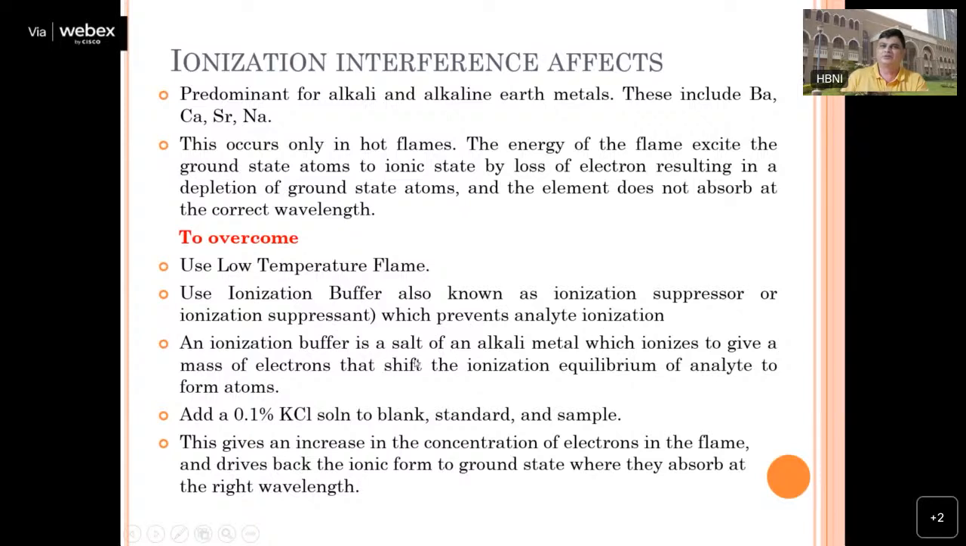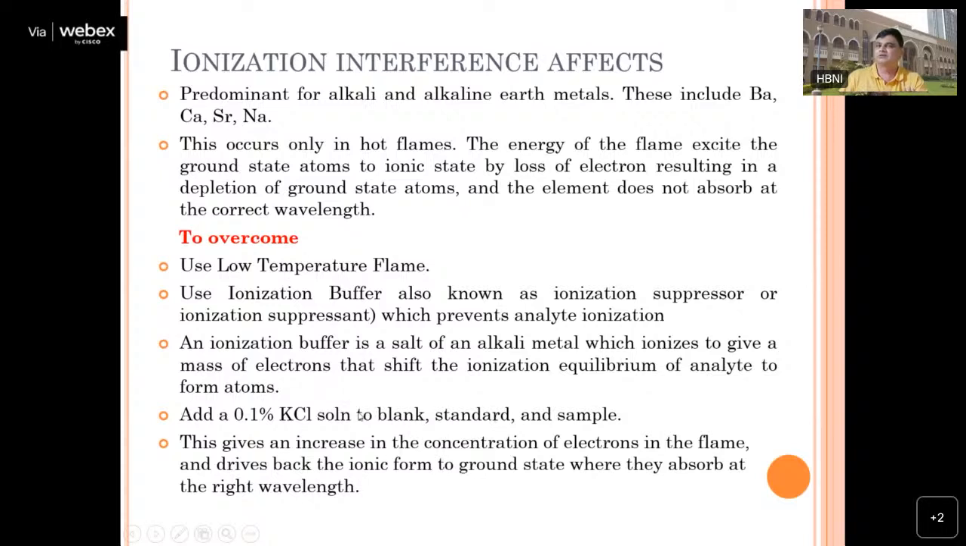An ionization buffer is a salt of an alkali metal which ionizes to give a mass of electrons that shift the ionization equilibrium of the analyte toward forming atoms. And generally, in all these cases, we prefer to add 0.1% potassium chloride. This solution is added to the blank and standard as well.